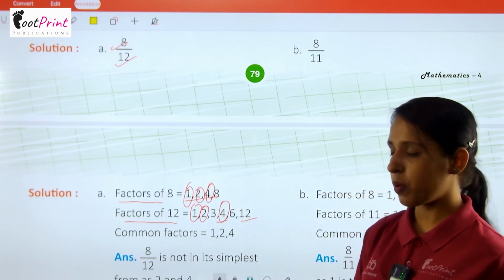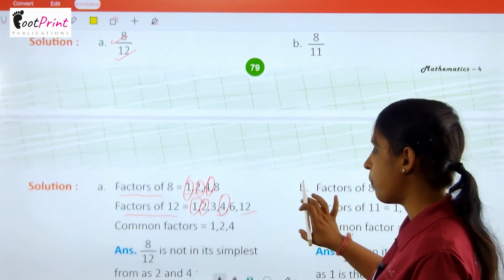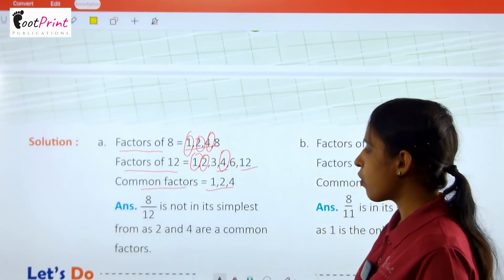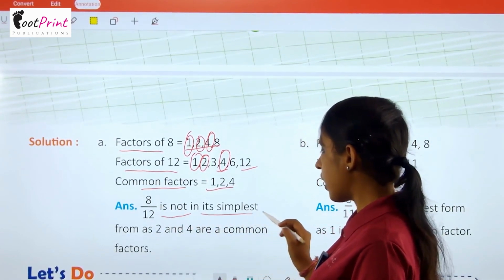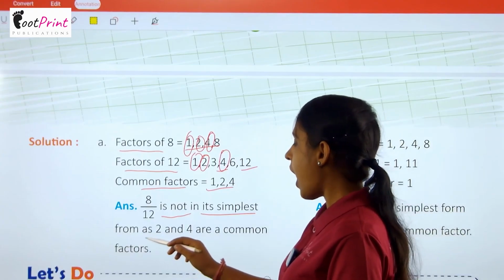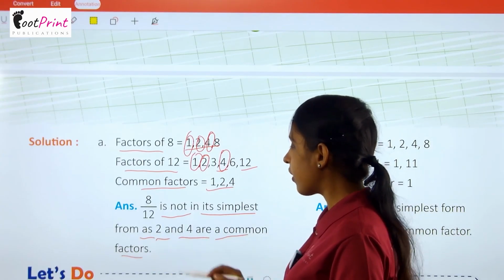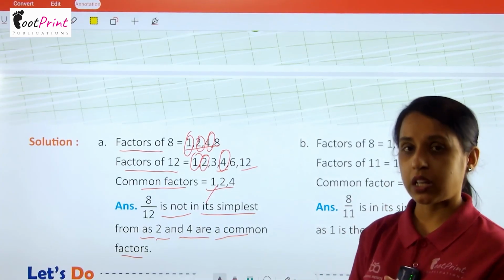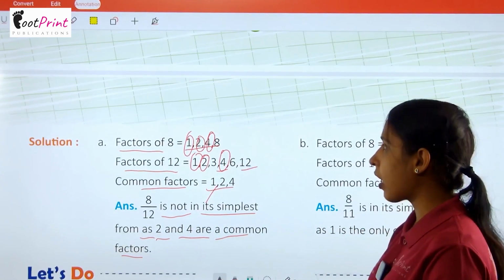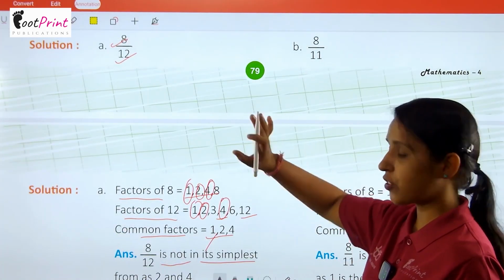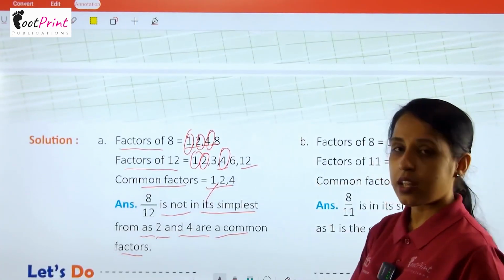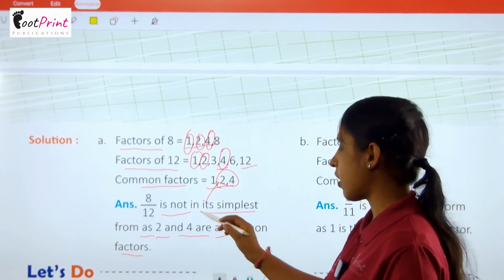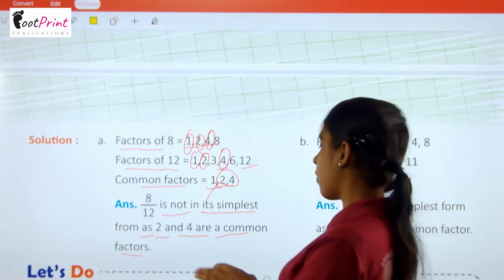कॉमन फैक्टर आप सभी को पता है जो दोनों में आ रहे हो, दोनों नंबर्स के फैक्टर हो. सो हियर कॉमन फैक्टर्स आर 1, 2 and 4. So 8 by 12 is not in its simplest form because 2 and 4 are common factors. क्योंकि इसके कॉमन फैक्टर अभी क्या आ रहे हैं, 2 और 4 भी आ रहे हैं, और हमने पढ़ा था अगर कॉमन फैक्टर 1 आएगा तब जाके हम कह सकते हैं जो हमें फ्रैक्शन दिया हुआ है वो क्या है, सिंपलेस्ट फॉर्म में है. लेकिन यहाँ 1 के अलावा दो और फैक्टर आ रहे हैं 2 and 4. It means the given fraction is not in simplest form.